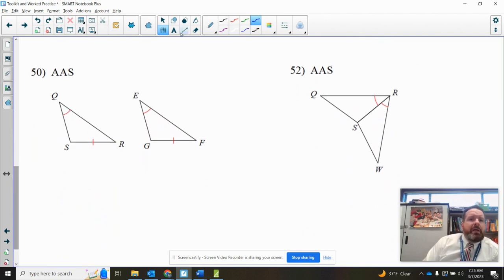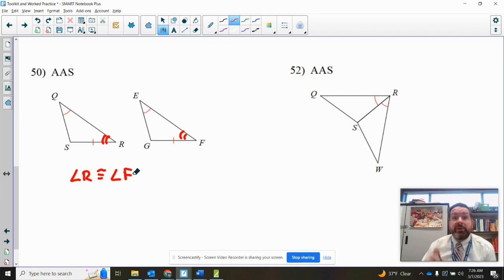Keep going. Down here, AAS, all right. I don't have any other information. Here's the thing though, this one actually has two sets of right answers. I would need to show a congruency between one of the other two angles. But I could go AAS, so to the smaller one, AAS. So this is one option. Angle R is congruent to angle F. There's one correct answer.